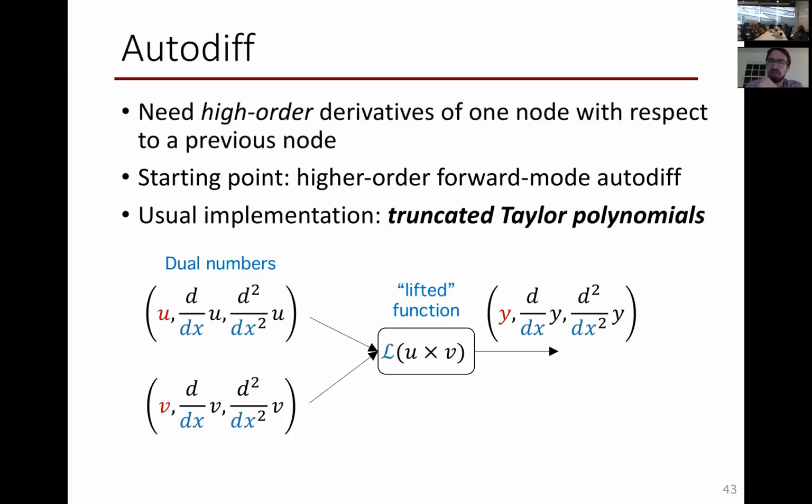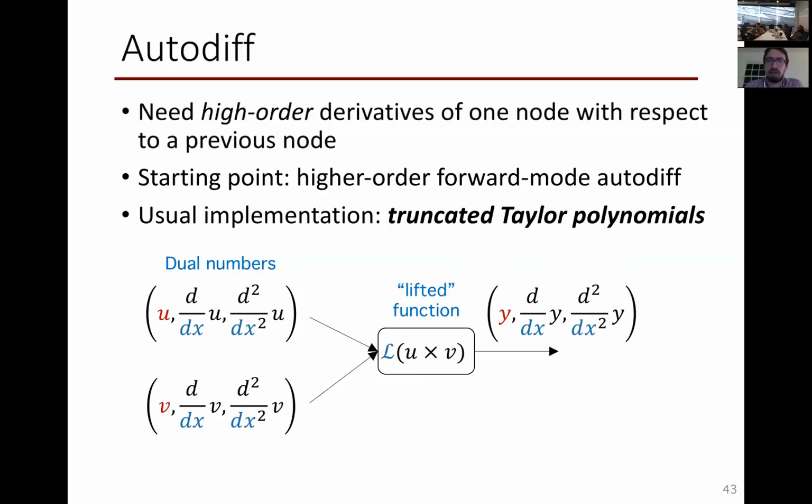So in most Autodiff libraries, you as the user don't really know that this lifting is happening. If you write a function that uses u times v, and then you replace u and v with dual numbers, then the Autodiff library that you've imported will just overload the times operator and call the lifted version instead of the scalar version. So it's usually pretty invisible to the user, which is a really nice design style. Autodiff is really cool.